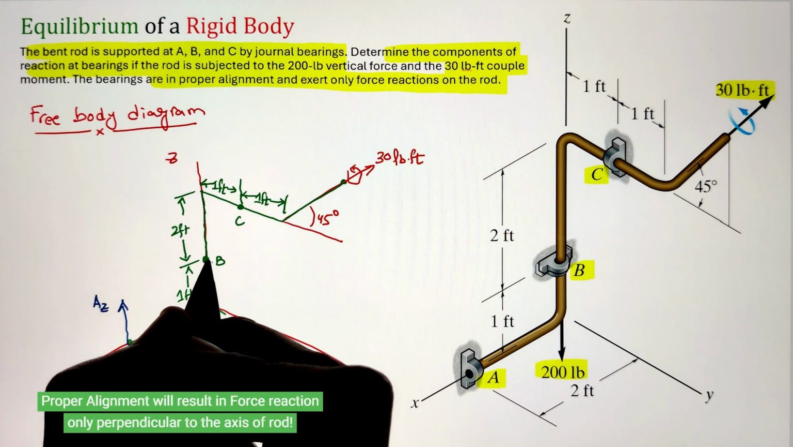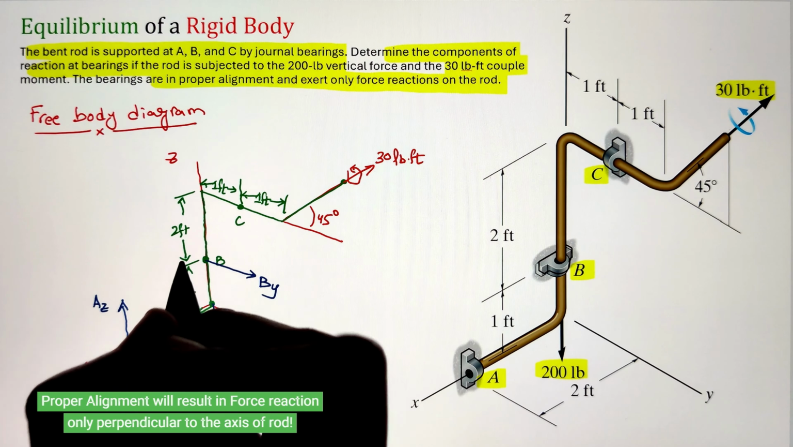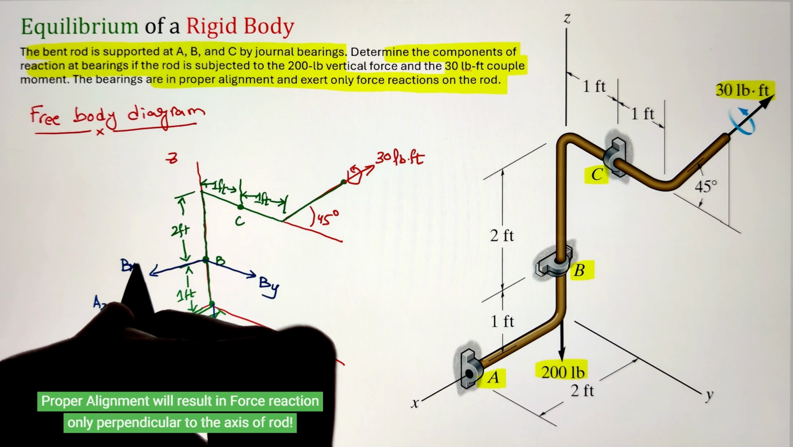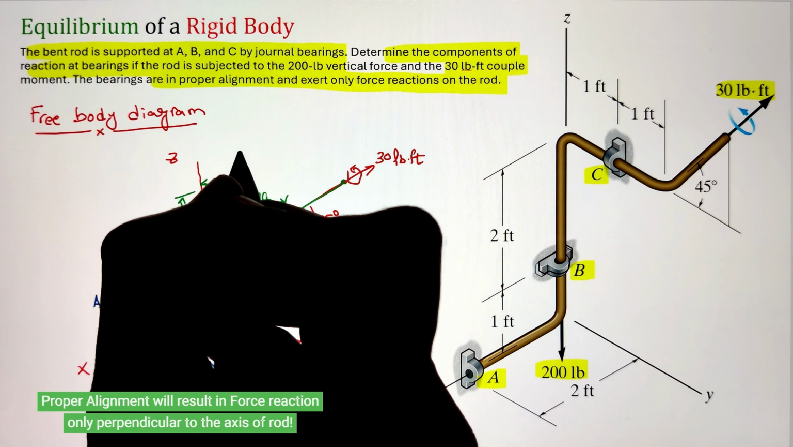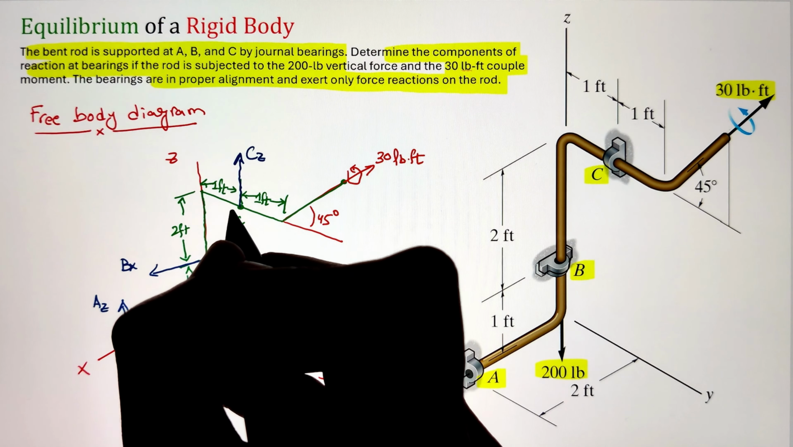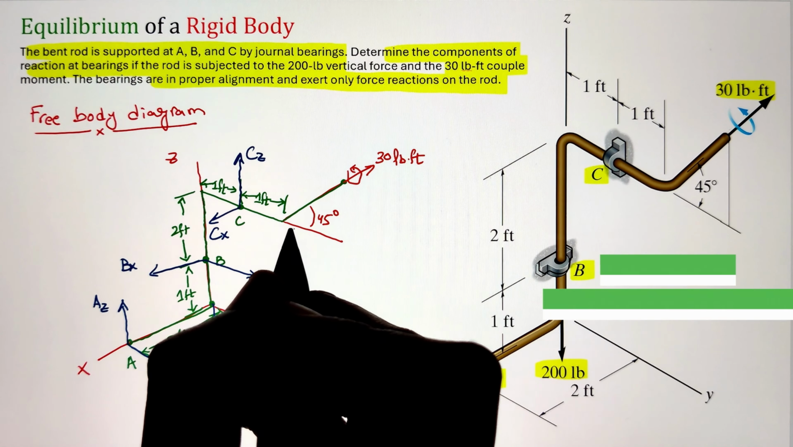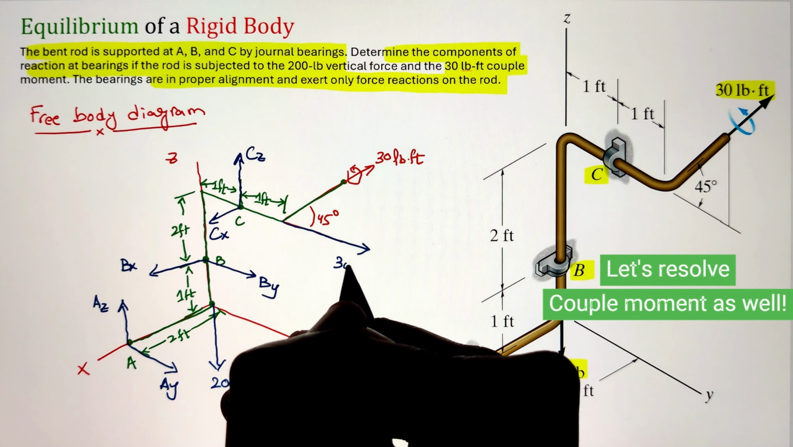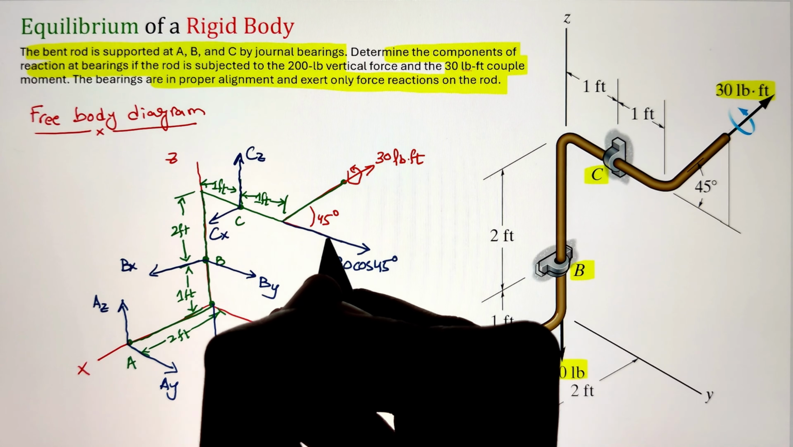Similarly, at point B, since the axis of the pipe is along the z-axis, the support reaction will only be present along the y-axis, given as BY, and along the x-axis, given as BX. Finally, at point C, in a similar fashion, the support reaction will be along CZ going vertically upward, as well as CX along the x direction, since the axis of the pipe is along the y-axis.